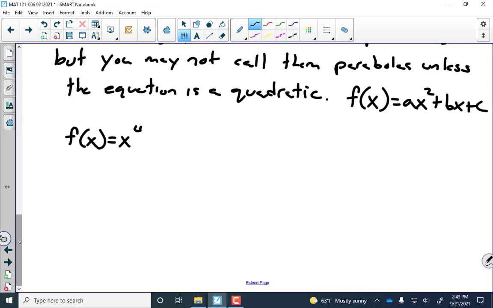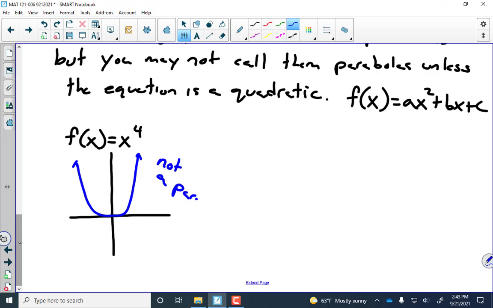F of x equals x to the fourth. This is a fourth degree polynomial, not a second degree polynomial, so it's not a quadratic. Its graph, if you were to do this on a computer, actually kind of looks like a parabola with a flat tire. It's a little bit flatter on the bottom. It's very tempting to say, look at that parabola up there, but is this a parabola? Absolutely not. It's not a parabola because the equation that generated the graph is not a quadratic.